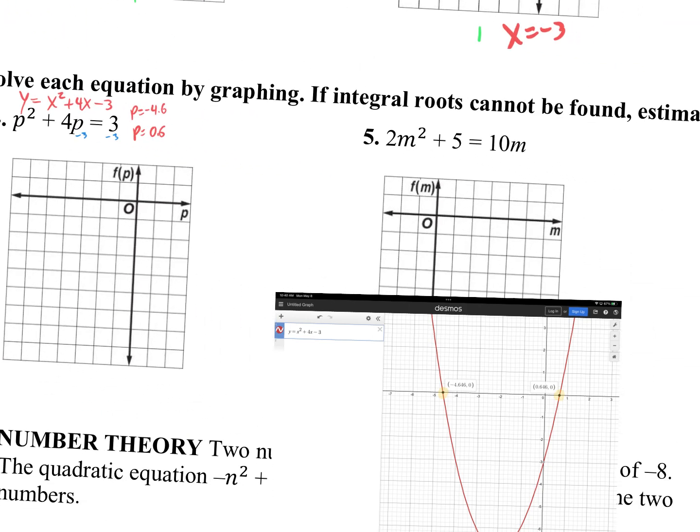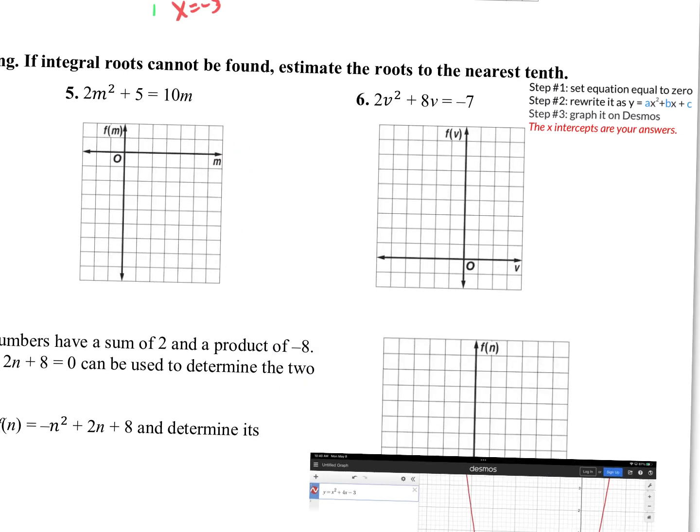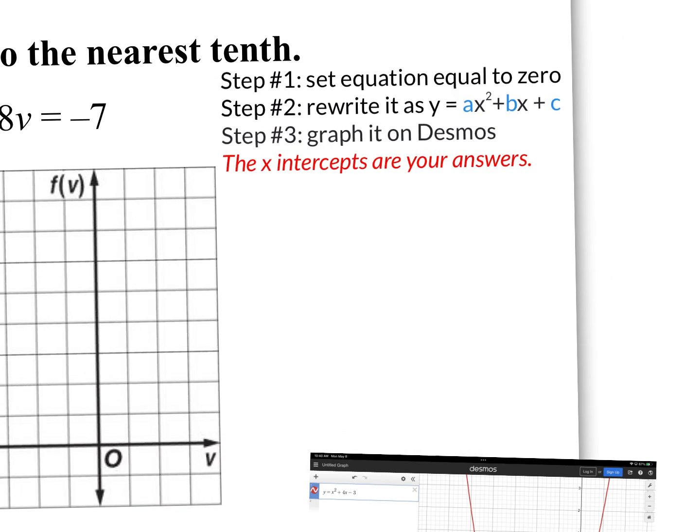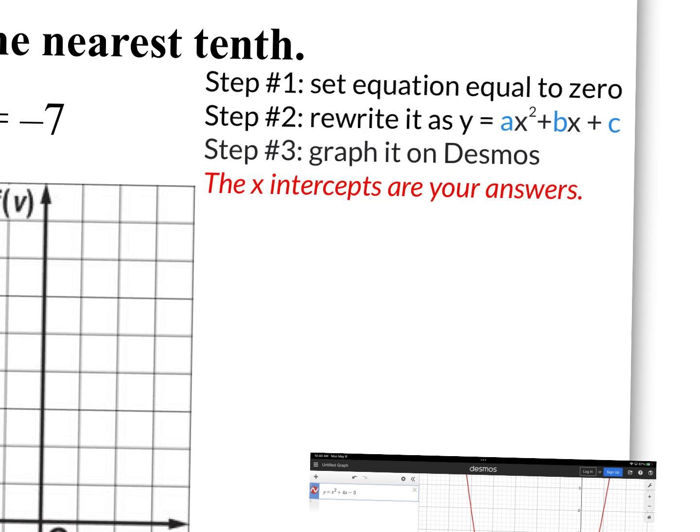So there's only 2 questions left. I would like you to understand that all those words mean the same thing: find the answers, the solutions, the roots, the zeros, the x-intercepts. I want you to be able to set your equation equal to 0, rewrite it and type it in as y equals ax squared plus bx plus c, graph it on Desmos, and identify your x-intercepts, which are your answers, or your roots, or your solutions, or whatever you want to call them.